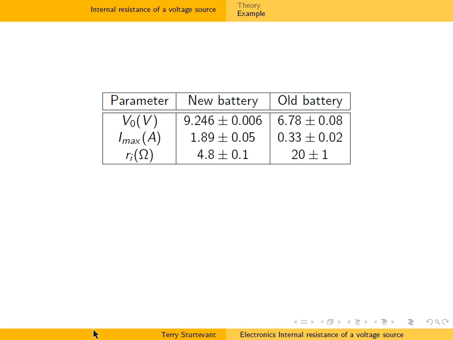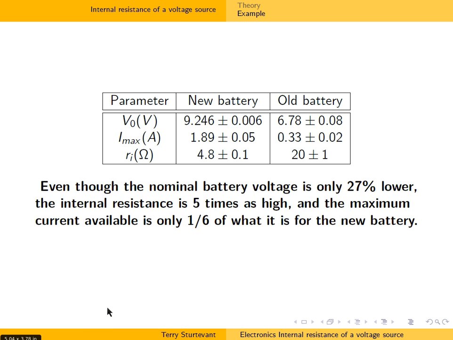Here's a summary of the two batteries. Notice that even though the nominal battery voltage of 6.8 volts is only 27% lower than the new battery's 9.2 volts, the internal resistance is 5 times what it was, and the maximum current available is 1/6 of what it was for the new battery. That means you are going to see the biggest difference between the old battery and the new battery when you draw more current from it. In other words, measuring the difference with no current drawn will not show much of a difference, but the more current you draw, the more difference you'll see between the new battery and the old one.